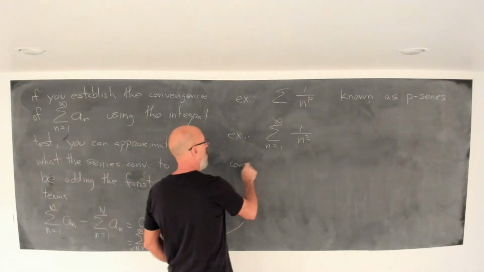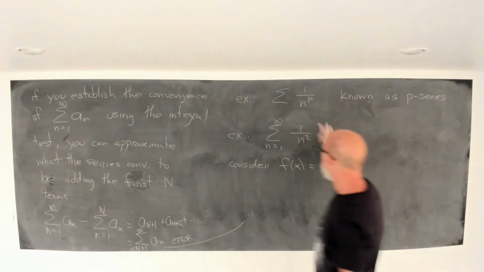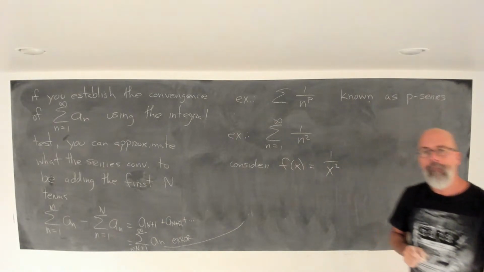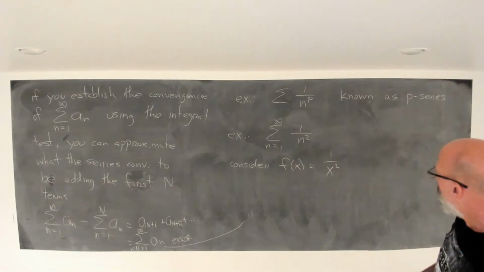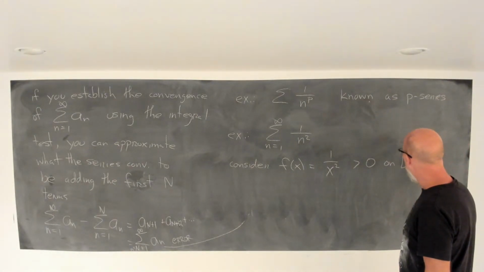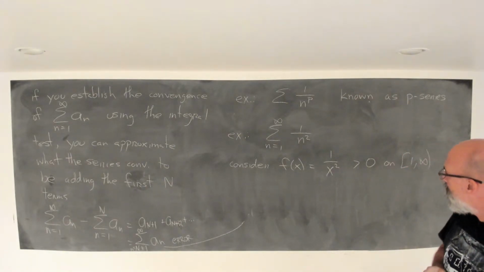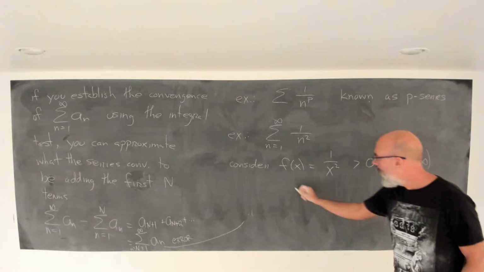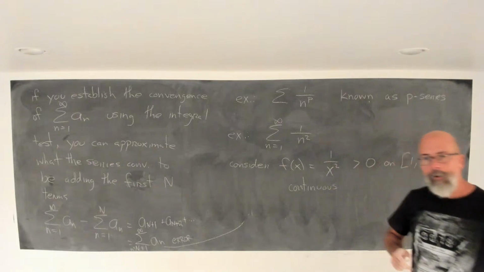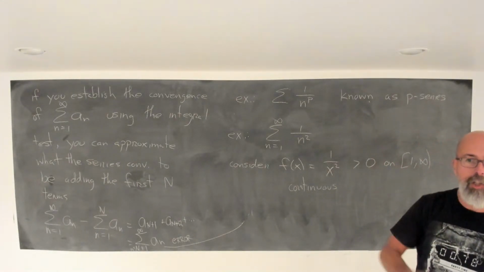Consider the function which gives rise to this, the function 1 over x squared. This function is positive on the interval 1 to infinity, right? I mean, the denominator is something squared, so it's always positive. Continuous. Right? Because you know the graph of this. I mean, it's very well behaved. In fact, it's differentiable.